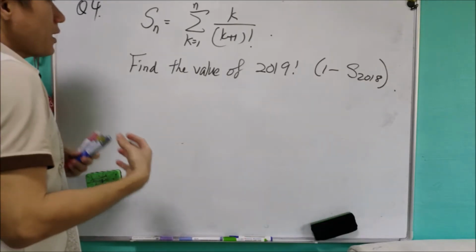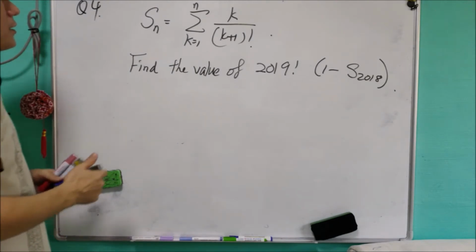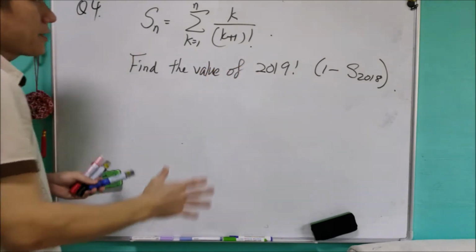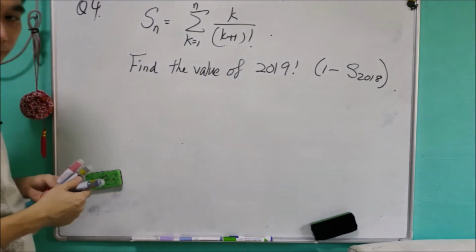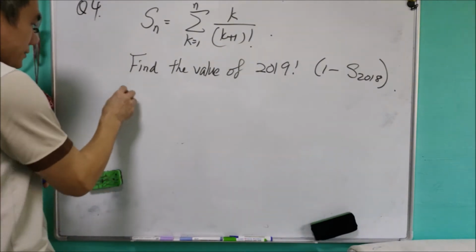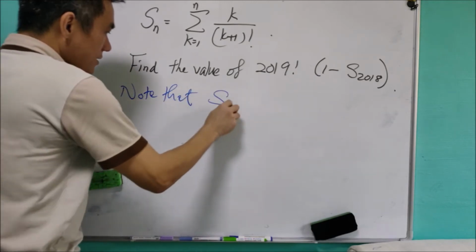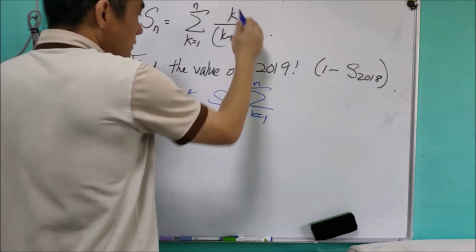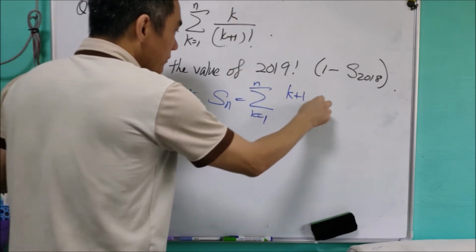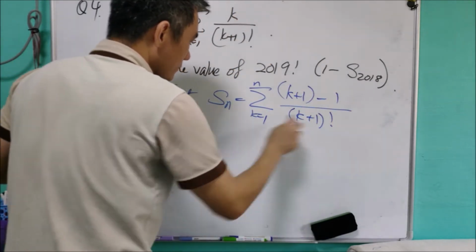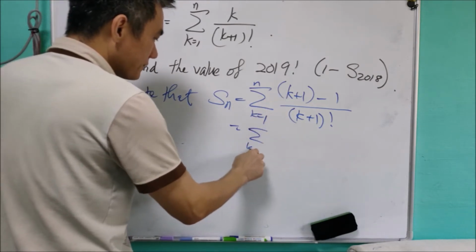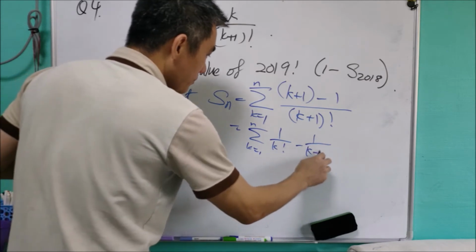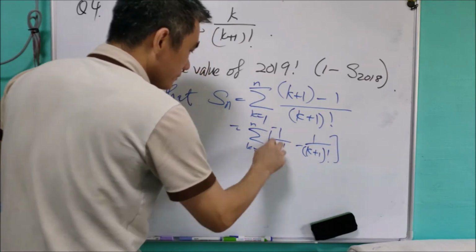Here we are going to apply the method of difference. If we want to use the method of difference, we need to write this expression as a difference of two expressions. So note that Sn can be written as the summation of k equals 1 to n. Write k as (k plus 1) minus 1. This means that this is 1 over k factorial minus 1 over (k plus 1) factorial.